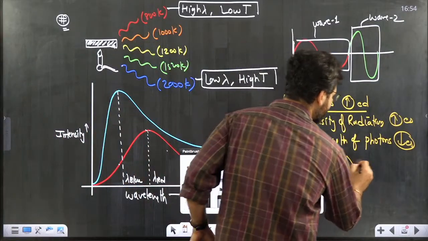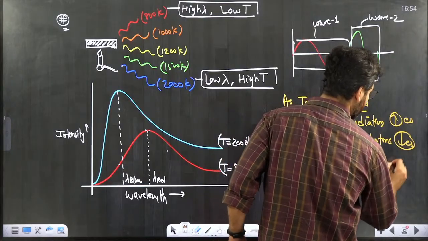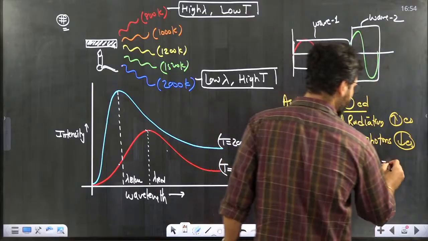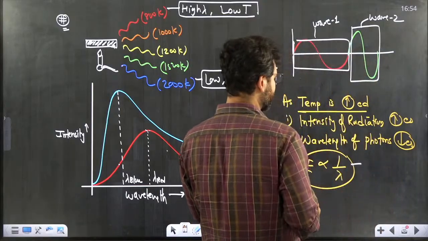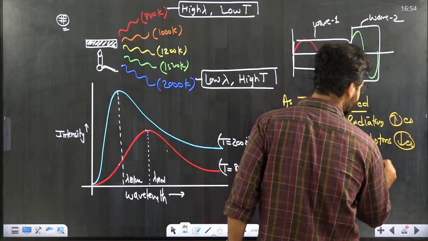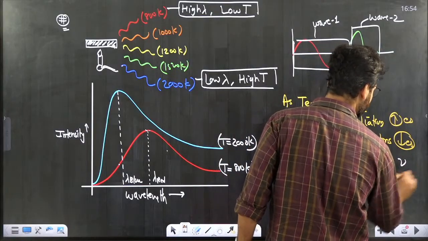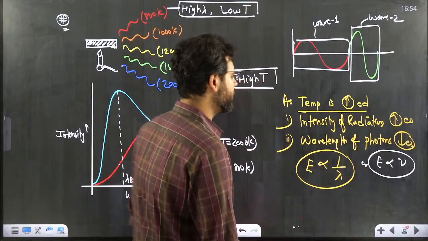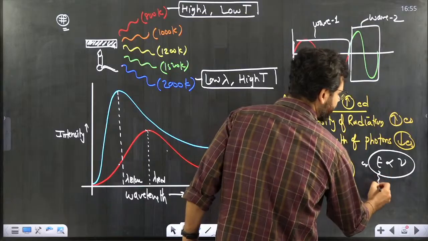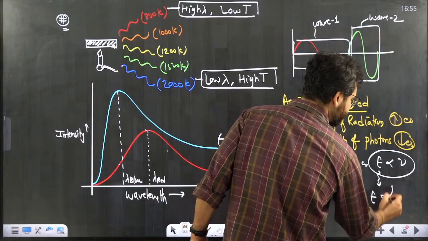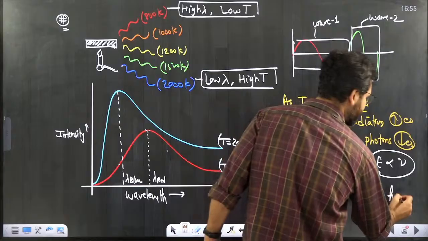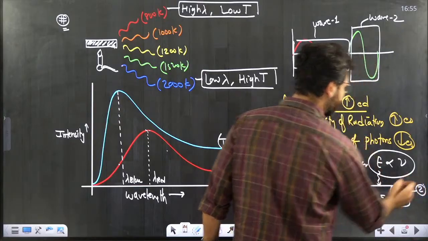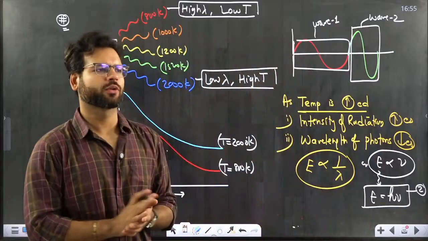When we remove the proportionality, we get energy equal to hc by lambda. So I can say energy is inversely proportional to lambda, or we can say energy is directly proportional to frequency, because frequency was inversely proportional to lambda. So nu can be written as c by lambda. When we remove the proportionality, we get energy equal to the proportionality constant, Planck's constant, h into nu. This is our equation 2 for the day.